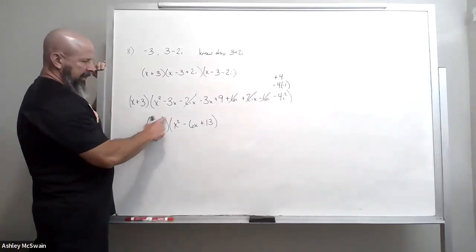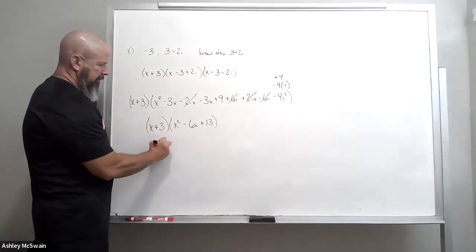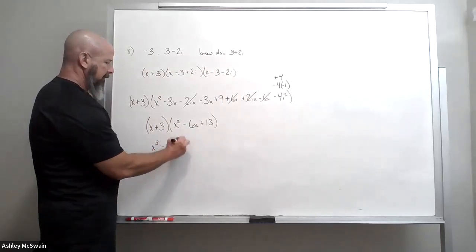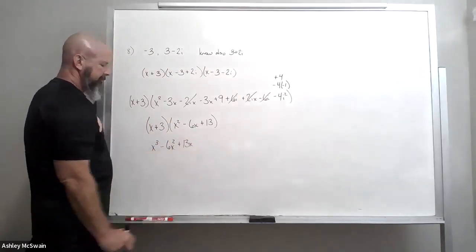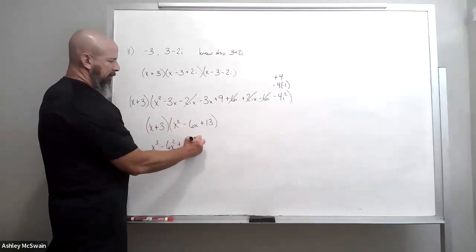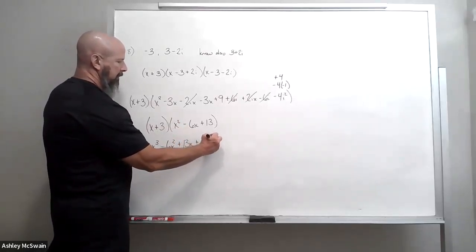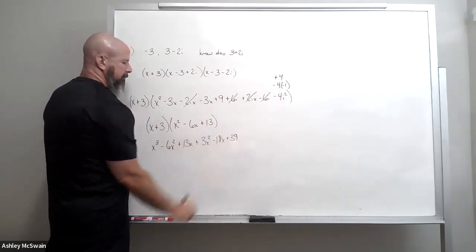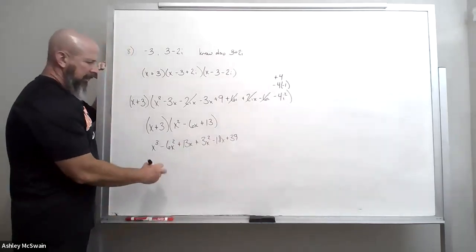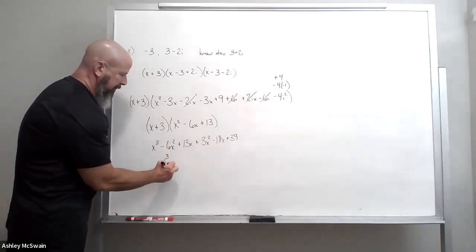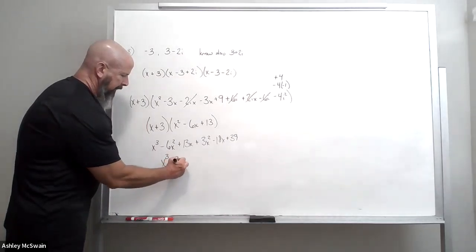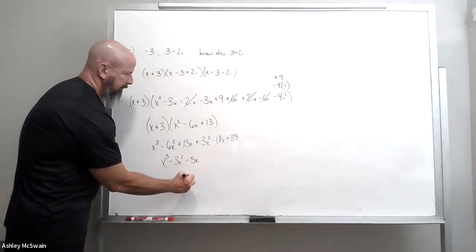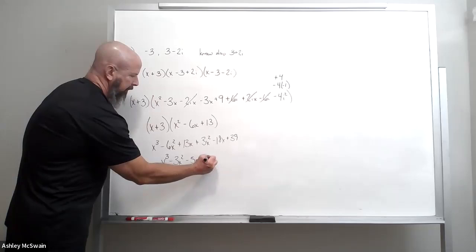All right, now I'm going to distribute my x. So x cubed minus -6x squared plus 13x. Distribute my 3: plus 3x squared minus 18x plus 39. And let's see here, that would be x cubed minus 3x squared minus 5x plus 39.